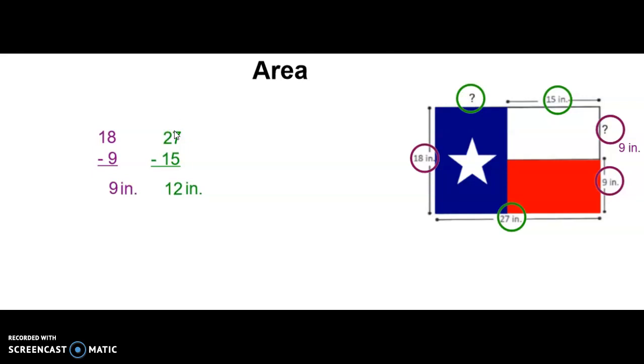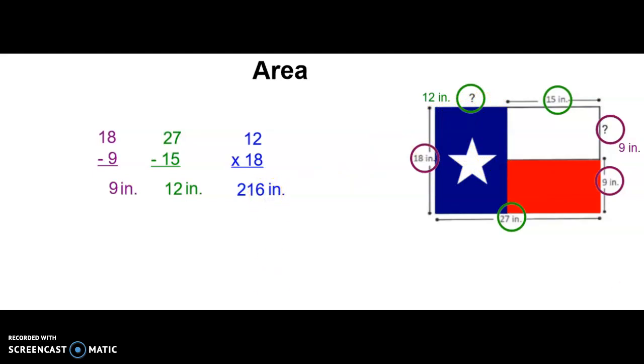Okay. Now, the formula for area is length times width. So if we wanted to find the area of just the blue rectangle here, just the blue, we're going to take the length, which would be this question mark, which we now know is 12, and we're going to do the 12 times the 18 to find out what the area is. So 12 times 18 is 216. So the area of this blue is 216 inches.